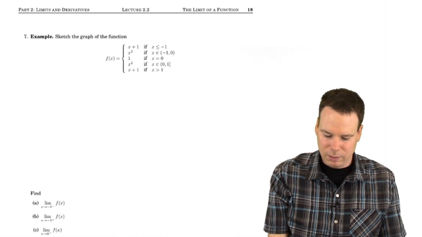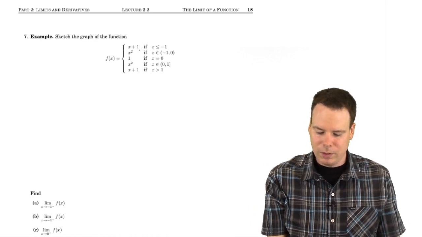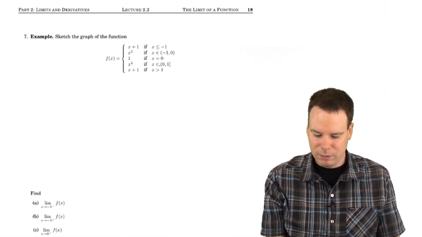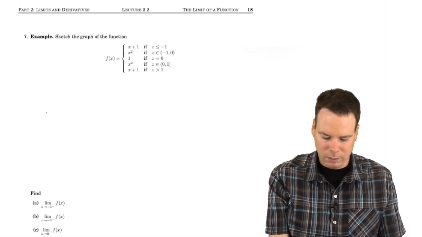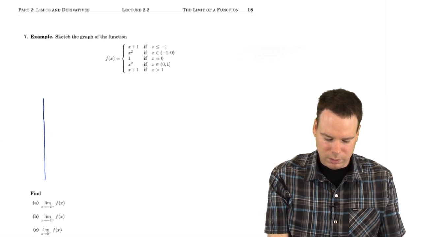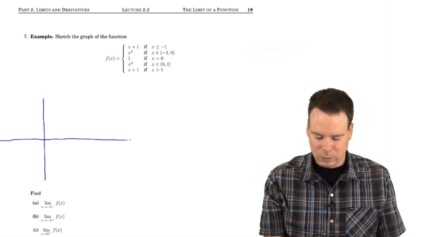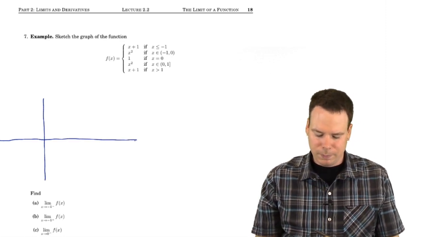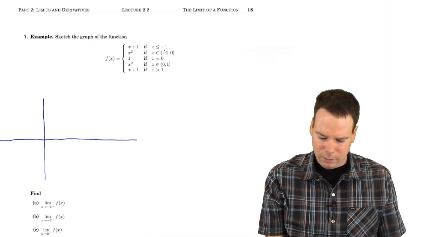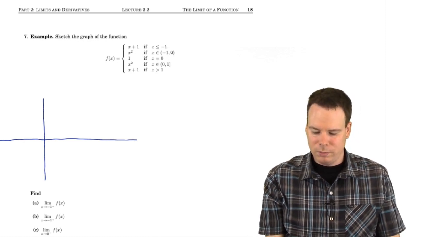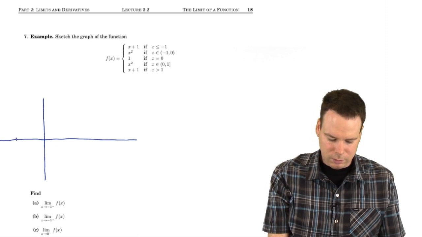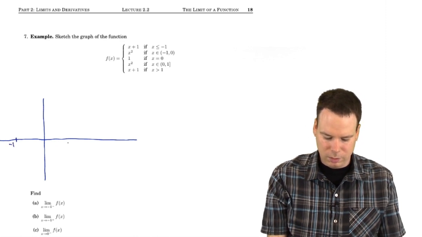So let's have a look at another example. In this case, we've got a piecewise defined function. It's got 5 different pieces here, depending on where you are on the x-axis. So let's sketch our coordinate system. What does our function look like? Well, sort of the breakpoints are negative 1, 0, and 1. So let's jot these down. There's negative 1, there's 0, there's 1.